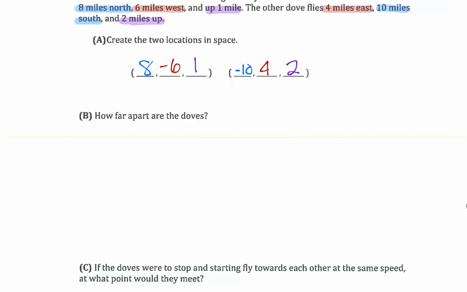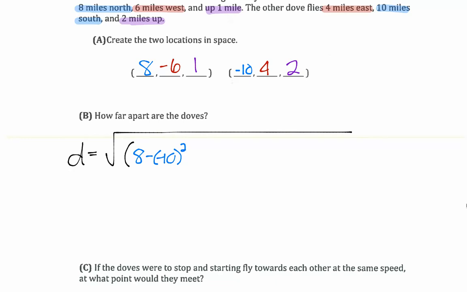To find how far apart they are, we're going to use the 3-dimensional distance formula, which is going to be 8 minus negative 10, squared, plus negative 6 minus 4, squared, and then 1 minus 2, squared.